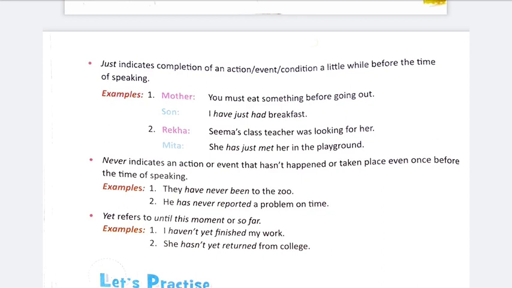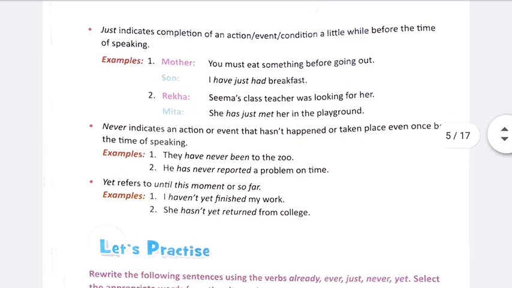Yet refers to until this moment or so far. I haven't yet finished my work. My work is yet to finish. So yet is indicative of the work not being over, yet to be over.